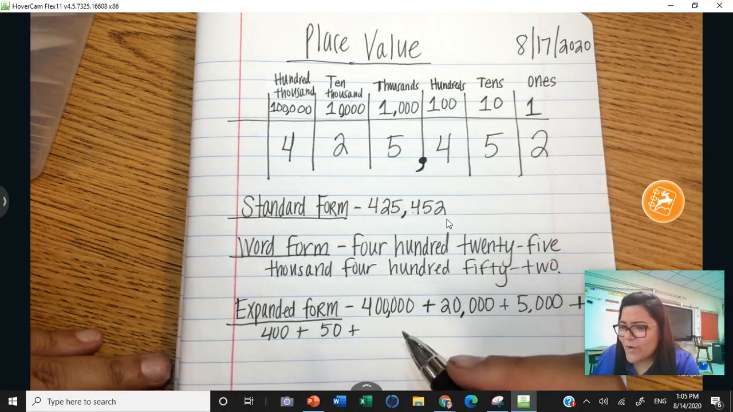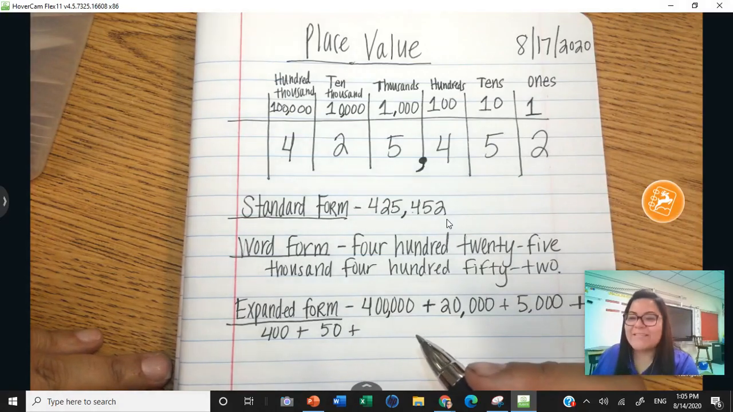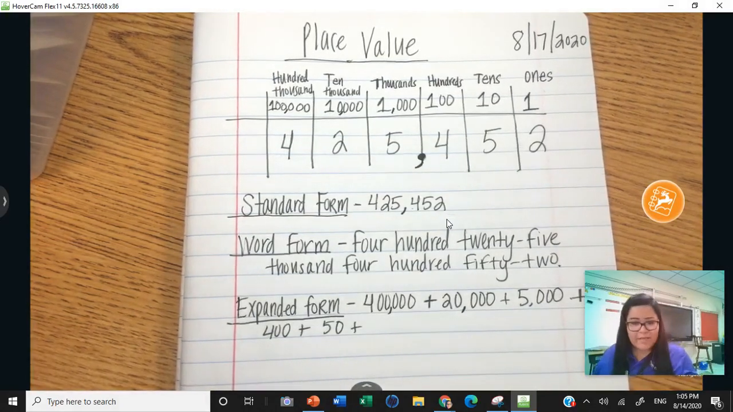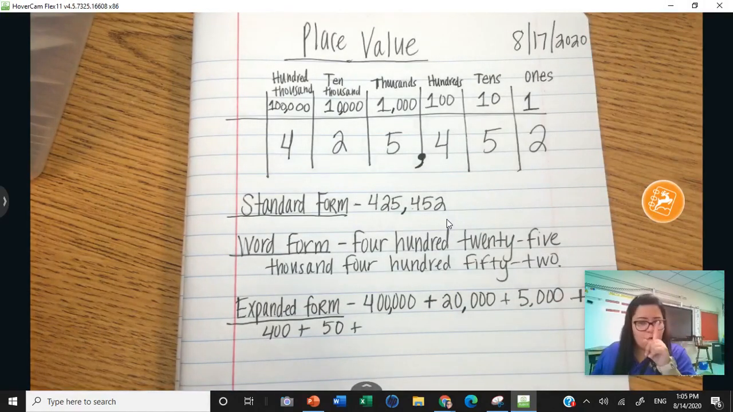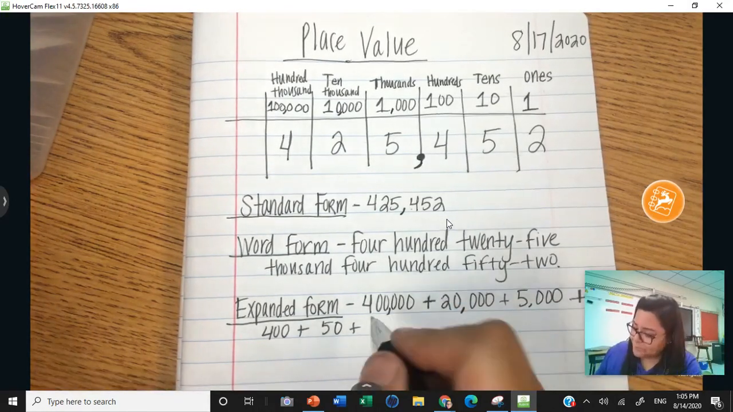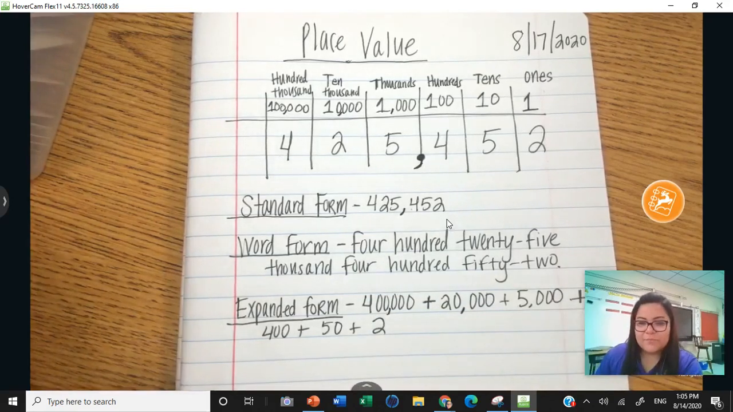So is that just a 2, boys and girls? Yes, the ones place, there's no zeros we can add on. The ones place, it's very lonely. It's only 1 digit number, okay? So plus 2. That was a lot of work, right?